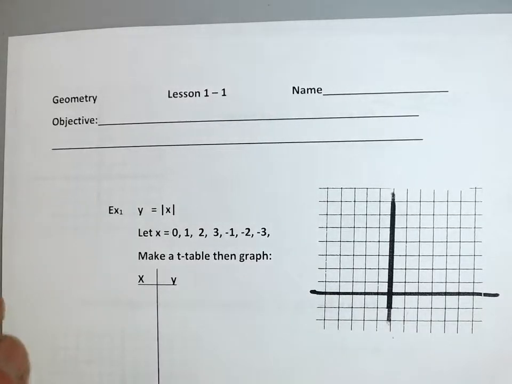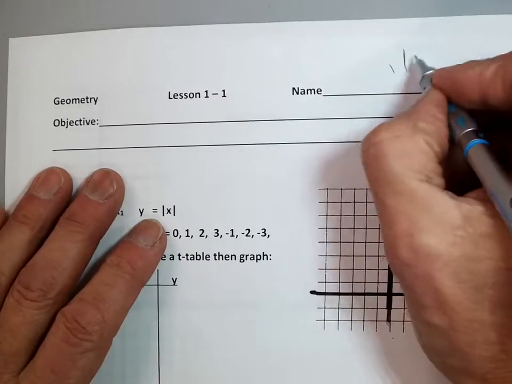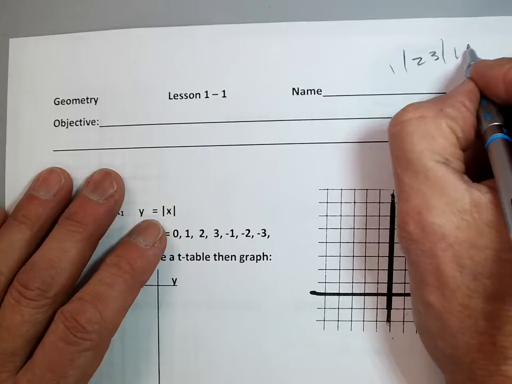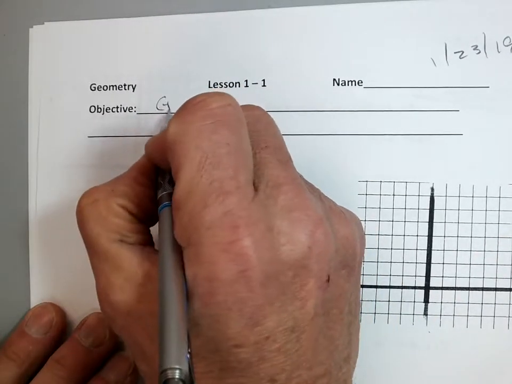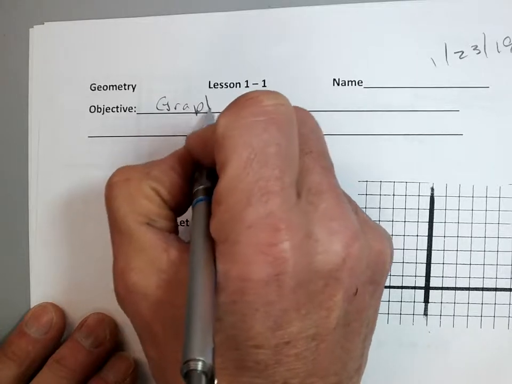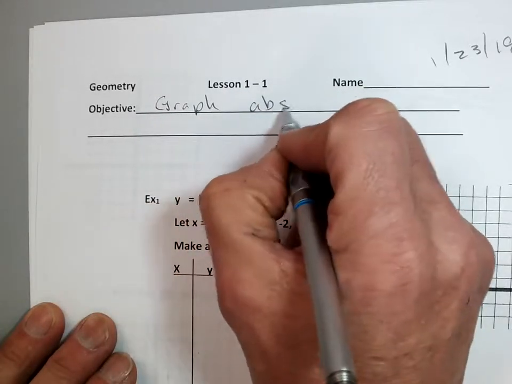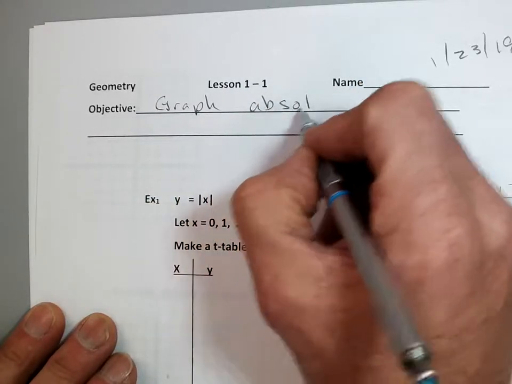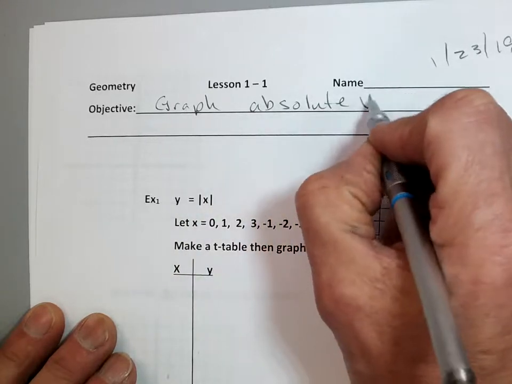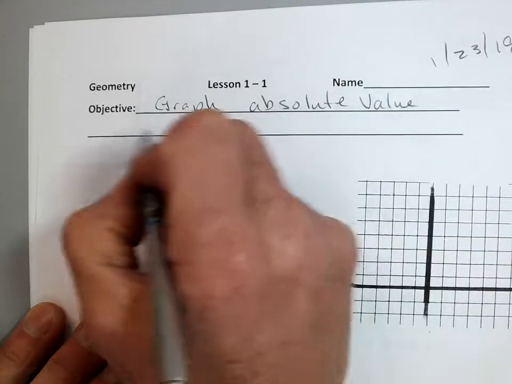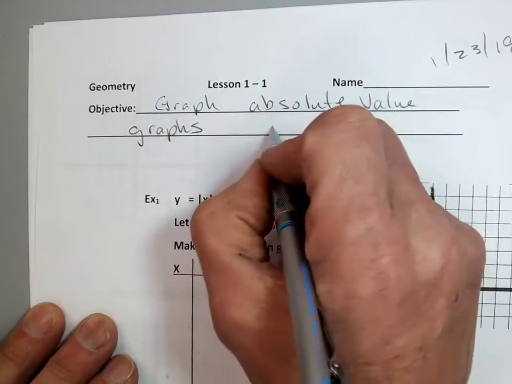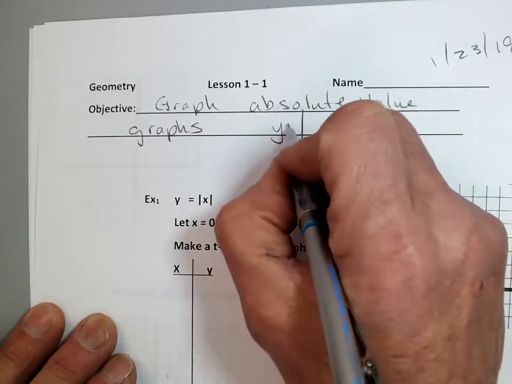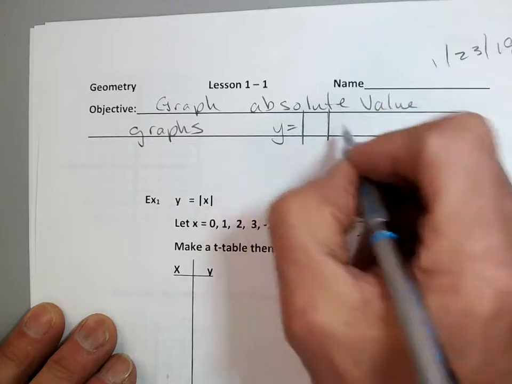Okay, so today's date, 1/23/19. The objective today, we want to graph absolute value graphs. Okay, y equals, and this is my symbol for absolute value, okay?